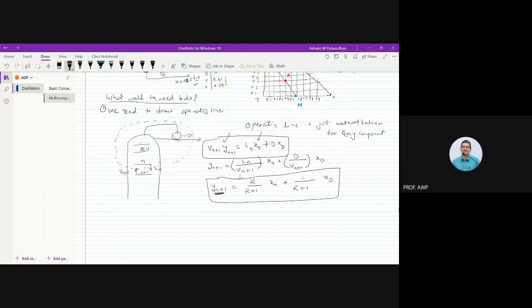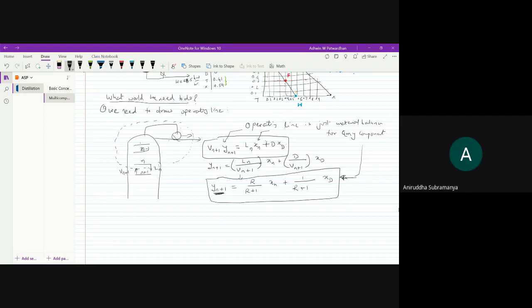So this has to be valid not just for the more volatile component, it has to be valid for all components. In undergraduate course, we were only doing binary, but now if our distillation column has 25 components, then material balance has to be satisfied for all 25 components, isn't it? Or do you say that material balance is only valid for the more volatile component, and for the other 24 components it is not valid? Is that what we are saying?